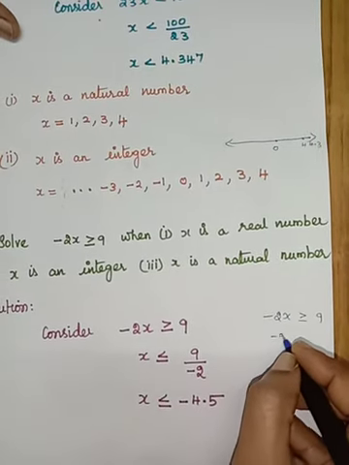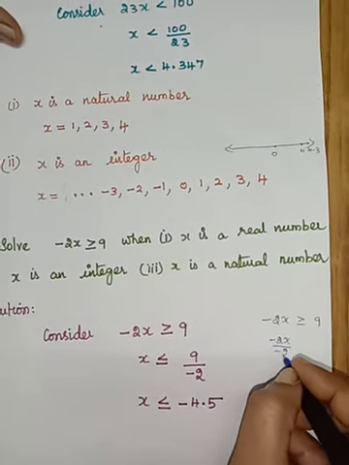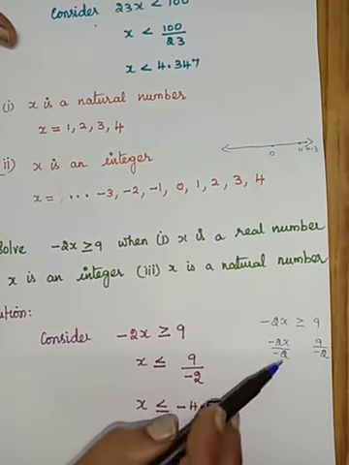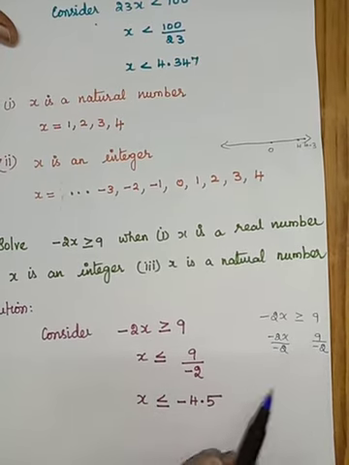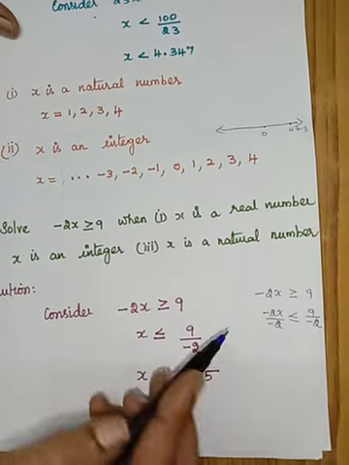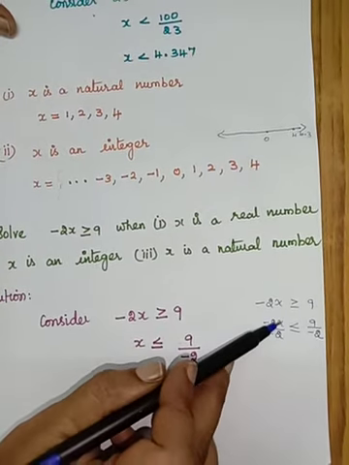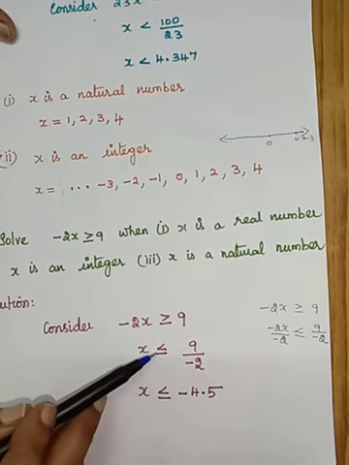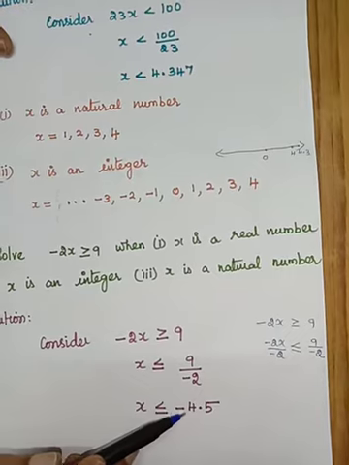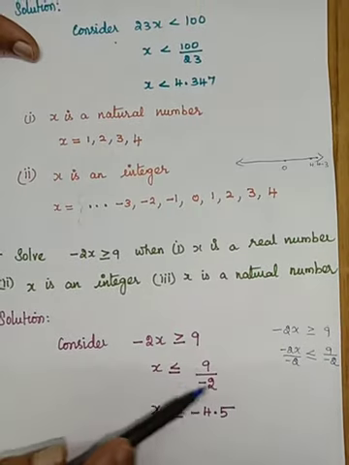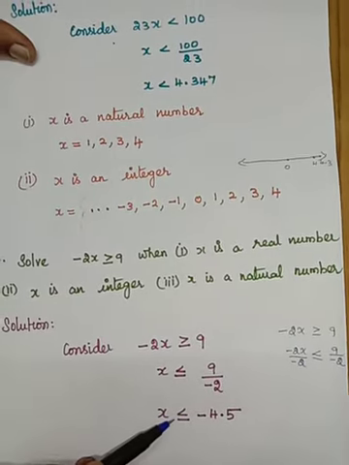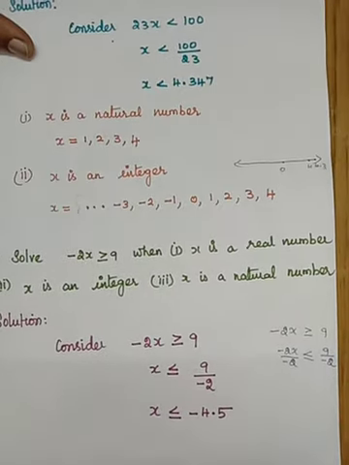So -2x divided by -2. Here 9 by -2. So dividing by -2 on both sides, the inequality will change. So it is less than or equal to. So when -2 is divided, your answer is x. x ≤ 9 by -2. So it can be written as -4.5. You see that inequality, your x values are less than or equal to -4.5.